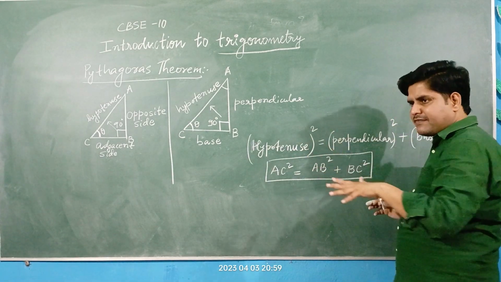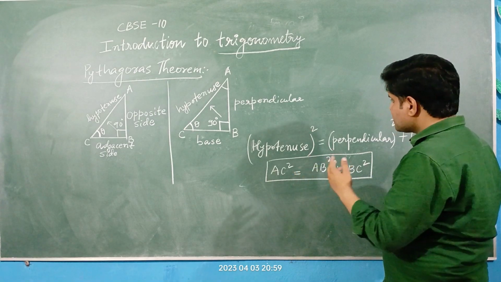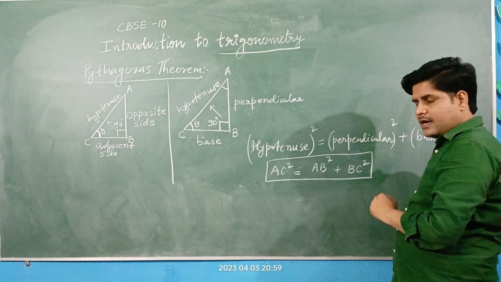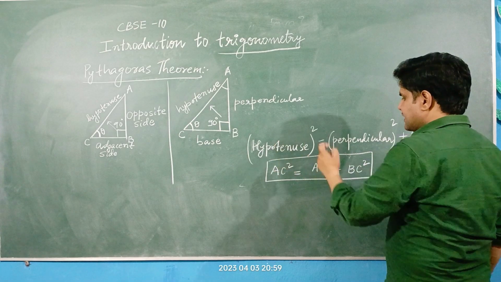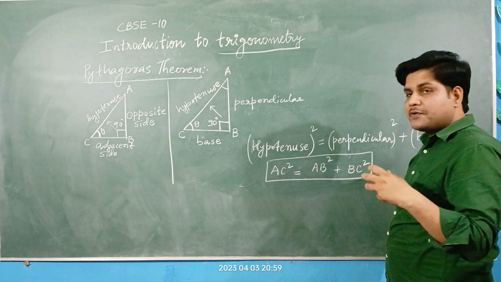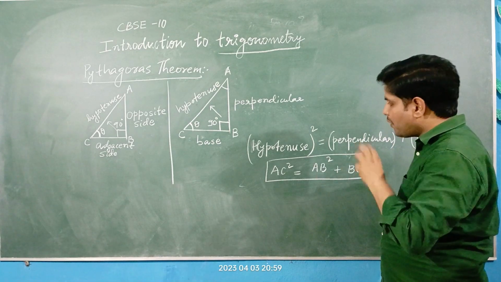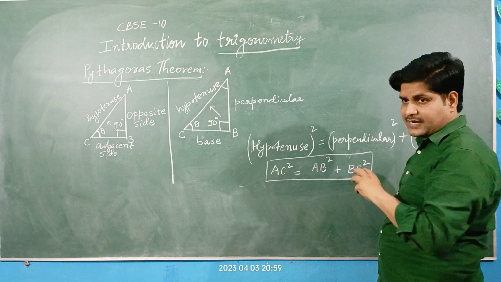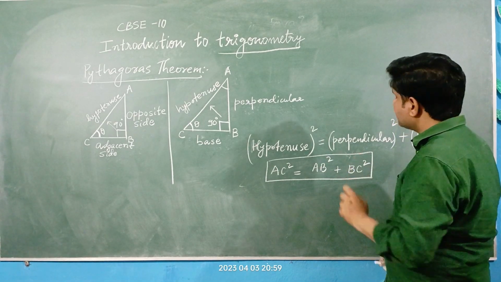Two terms will be given in a relation and one will be missing. Generally, if the hypotenuse is not given, you can use the formula directly. But suppose the perpendicular and the hypotenuse are given and the base is not given, then you have to find out the base. In that case, you need to modify this Pythagoras theorem formula a little to utilize it, because this becomes a problem for many students, so I'm trying to focus on this.